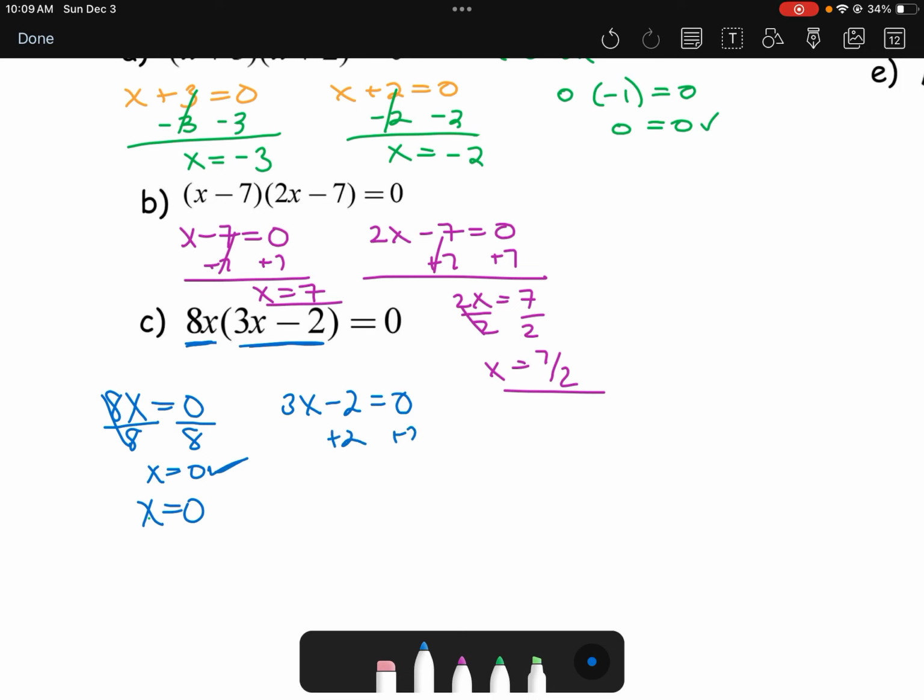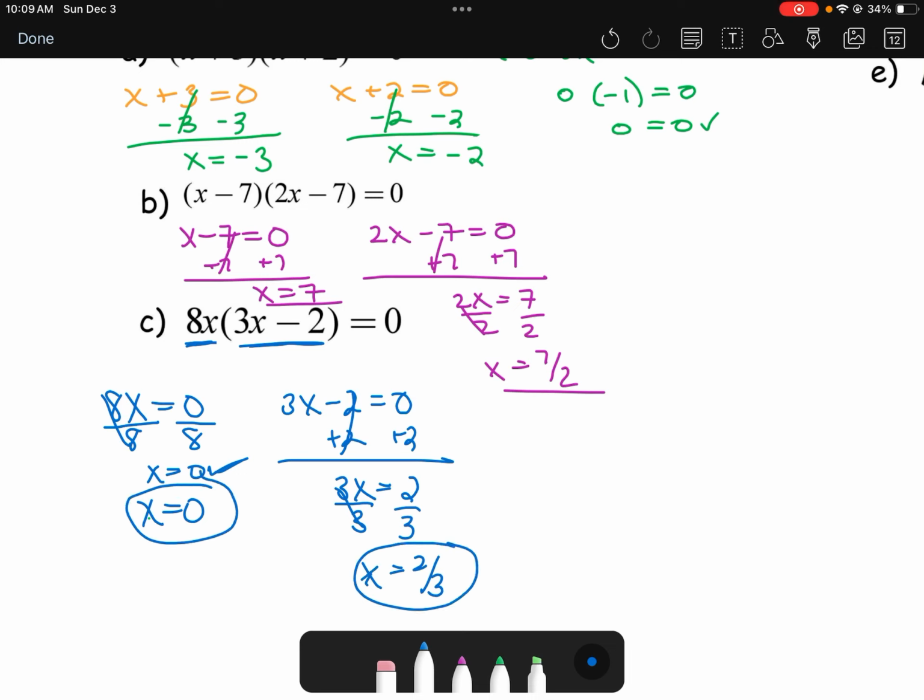Solving here, you'll see a lot of 1 or 2 step equations with this one. And x is 2/3.